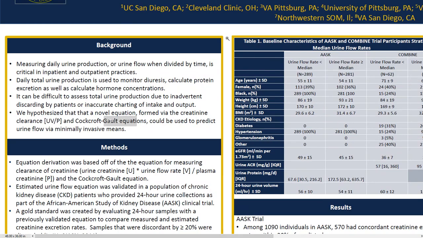As we all know, being able to accurately chart total daily urine production is important in both the inpatient and outpatient settings. Daily urine production is frequently used to monitor diuresis, calculate protein excretion, as well as to calculate hormone concentrations. This is frequently difficult as patients can discard their urine or intake and output can be inaccurately charted.